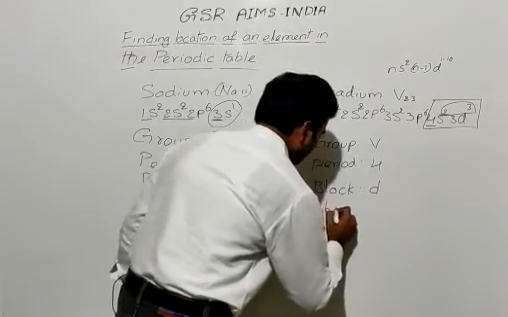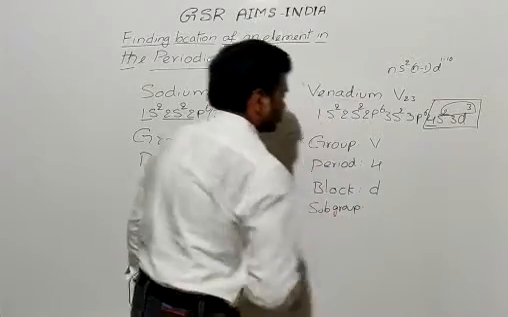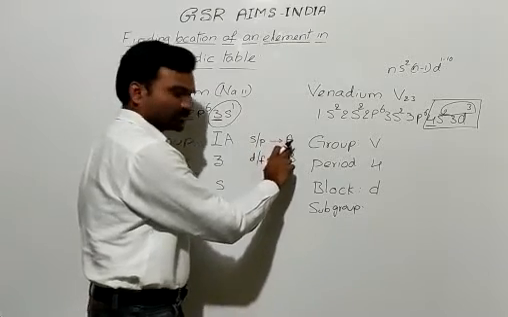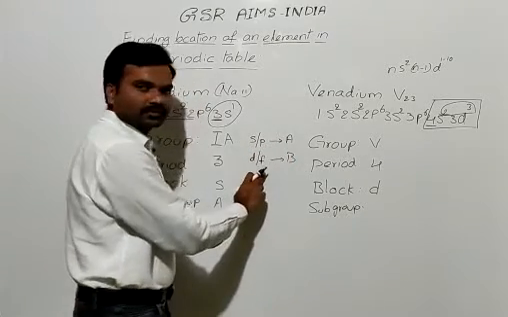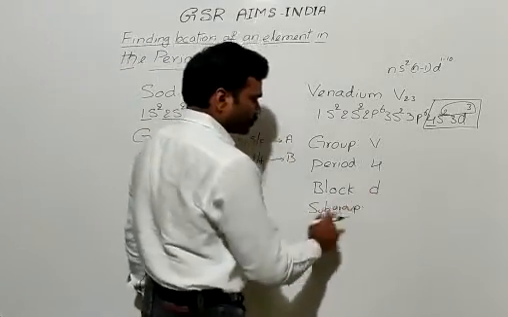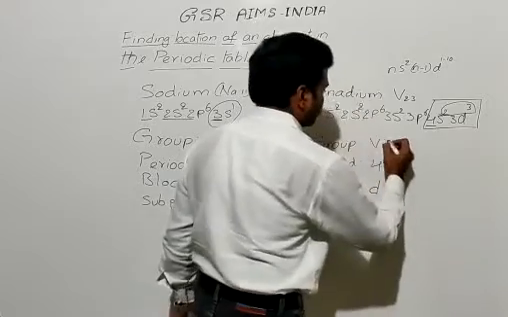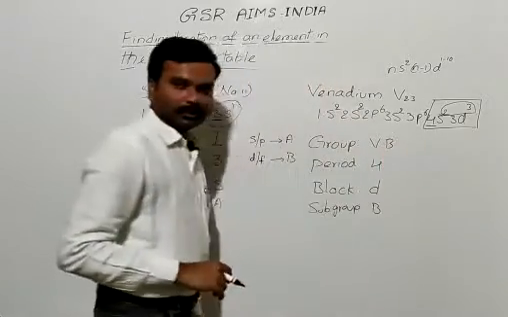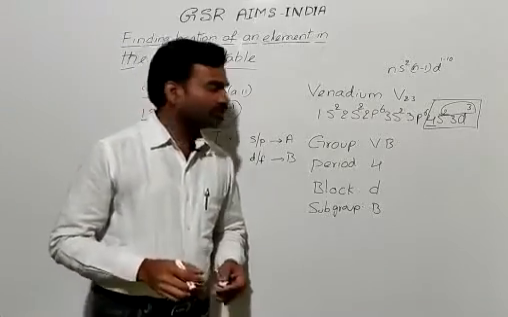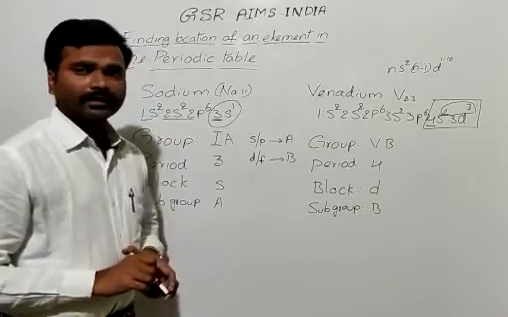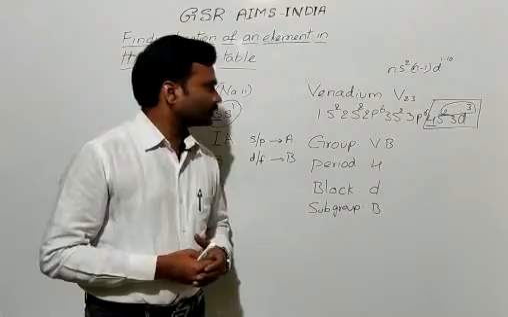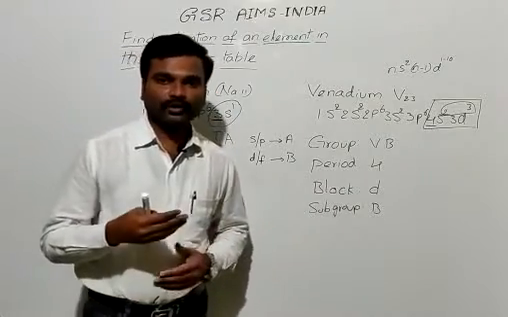And the subgroup of this element. As I told already, if an element belongs to s or p blocks, the subgroup is A. If an element belongs to d or f blocks, its subgroup is B. Now vanadium is a d block element, so its subgroup will be B. We can say vanadium is a fifth B group element, it is present in the fourth period, and it is a d block element. In this way, we can find exactly its group number, period number, and the subgroup to which it belongs, even the block also, based upon the electronic configuration of the element.